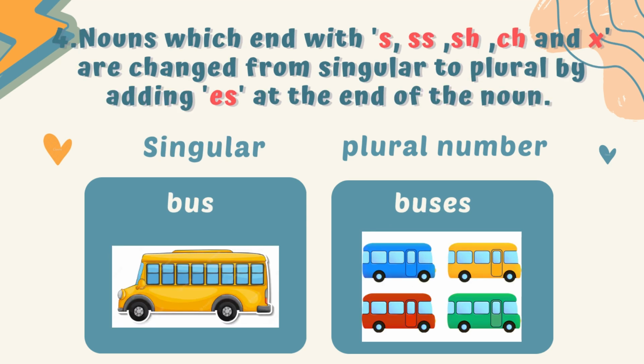Nouns which end with s, sn, sh, ch and x are changed from singular to plural by adding s at the end of the noun. Bus, buses.